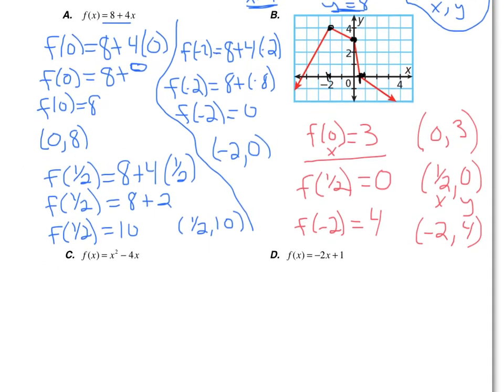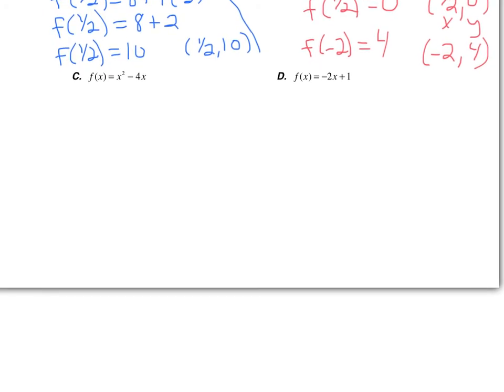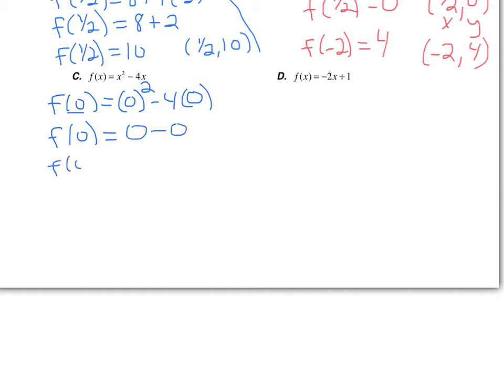Okay, let's go ahead and look at our next two functions. This is where it's very important to use parentheses when we're substituting. So let's start off with f of 0 equals, and wherever I have an x, so x squared minus 4 times x, I'm going to put parentheses, and then I'm going to put in what my input value is, which is 0. So f of 0 equals 0 squared is 0, minus 4 times 0 is 0, so we have 0 minus 0, and that means f of 0 equals 0. So that would be the point (0, 0).